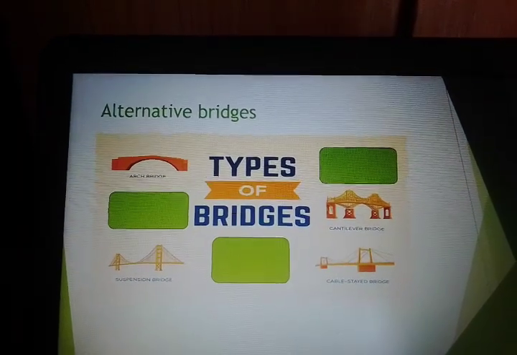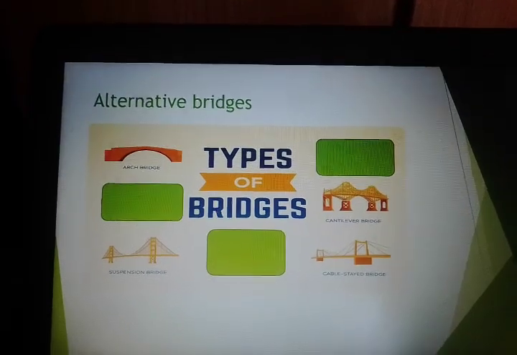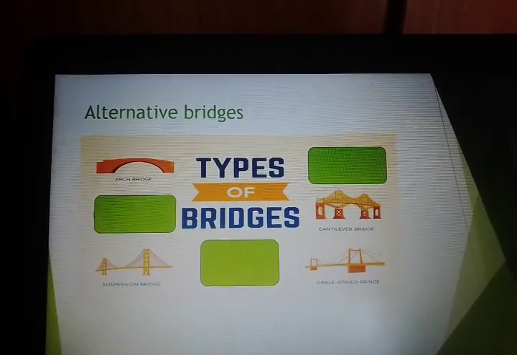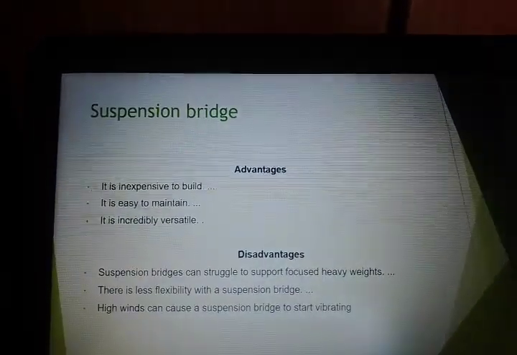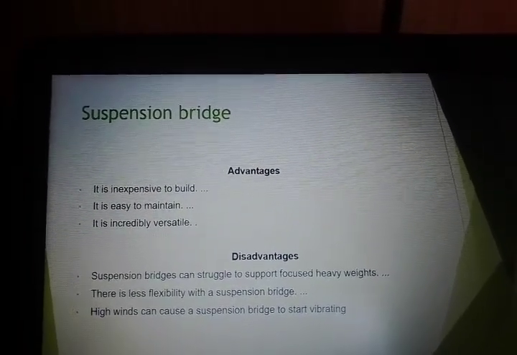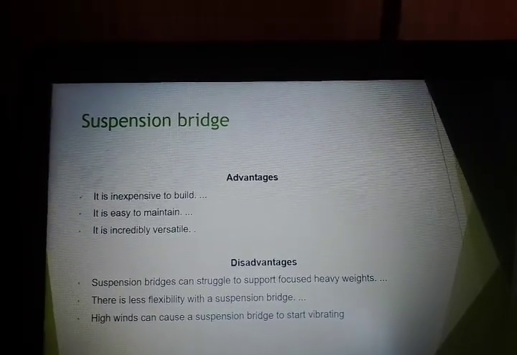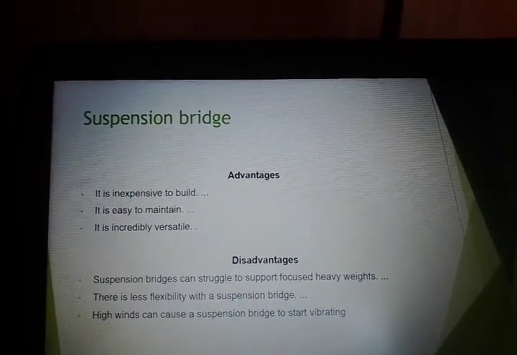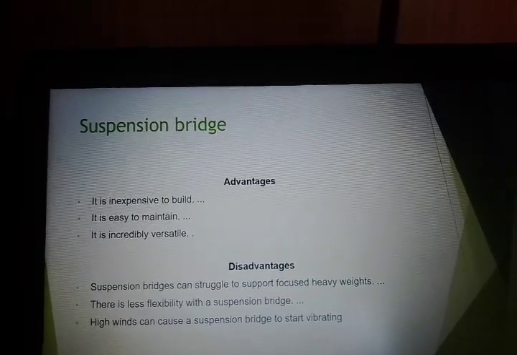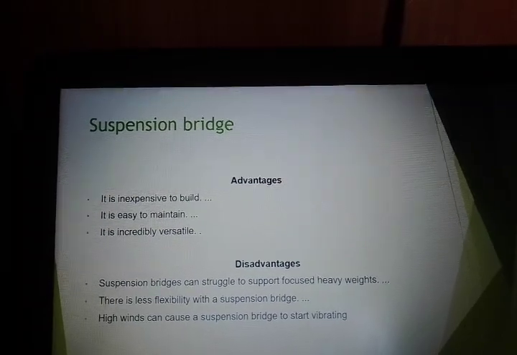Okay, now let's look at the alternative bridges. We have the anchor bridge, suspension bridge, cantilever bridge, and cable stayed bridge. Let's look at the suspension bridge. The suspension bridge is inexpensive to build. That is its first advantage. And then its disadvantage is this: there is less flexibility with this bridge.